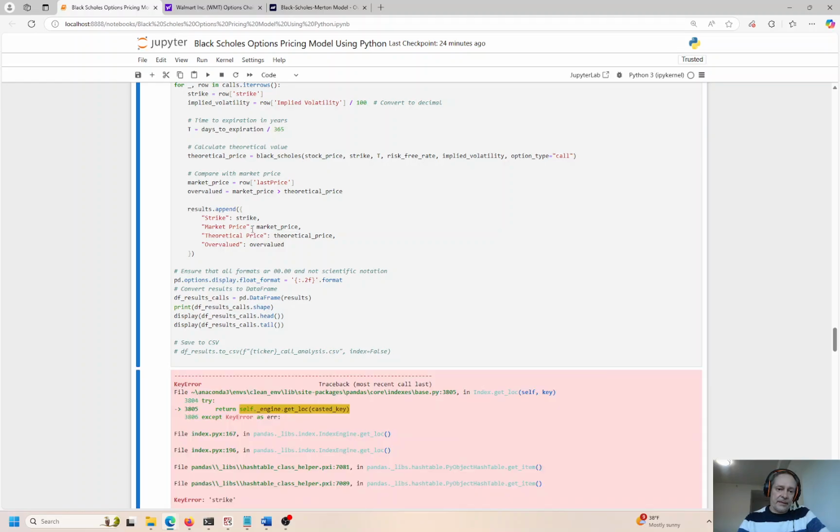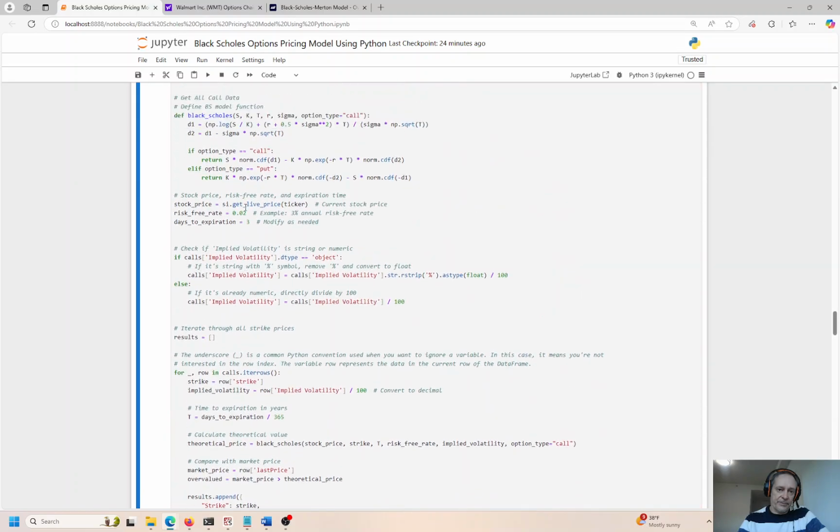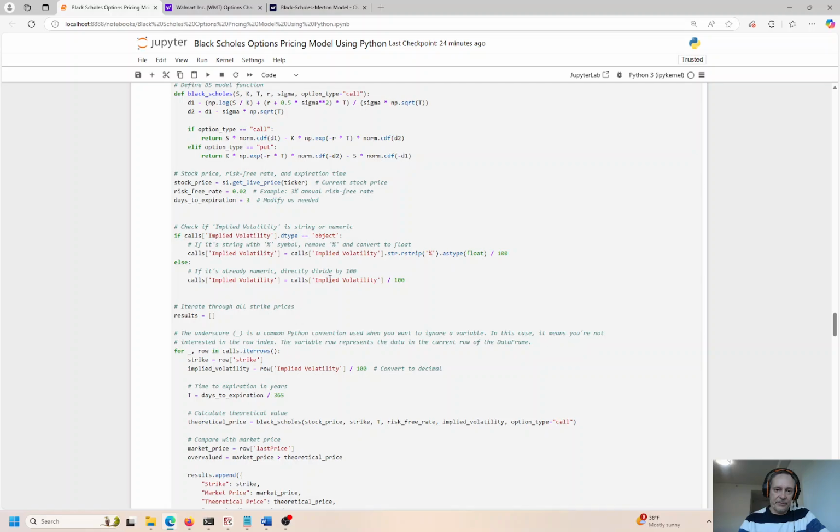Okay, so now we have, whoops, another error. Strike. This is bizarre because I saw this change the other day. They are saying strike has a capital S, and over here, let me look for it. Strike.